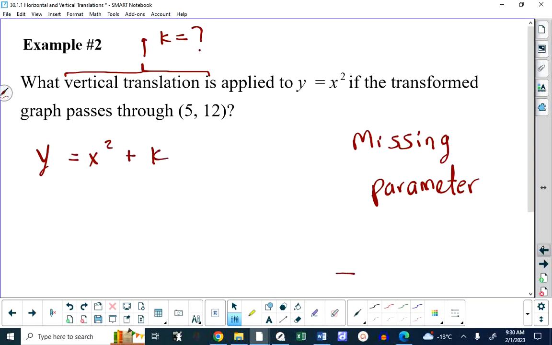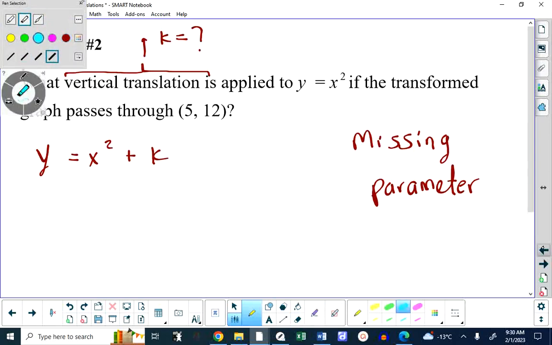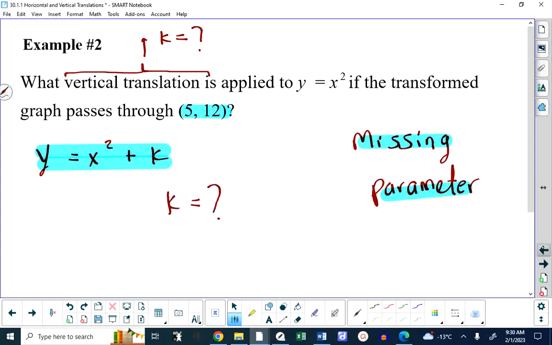Now we got it, right? K is the missing parameter for a vertical translation. It's something that's added to the original function to get the new function. And I want you to notice that this question contains a function with a missing parameter. It contains a point that the function passes through, and it's asking you to find that parameter.